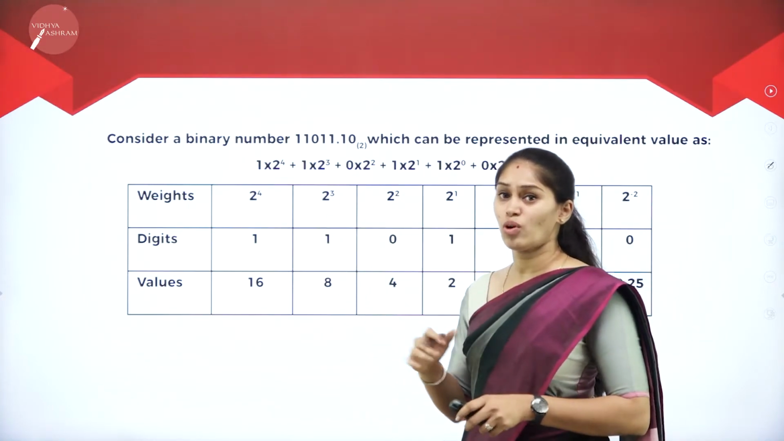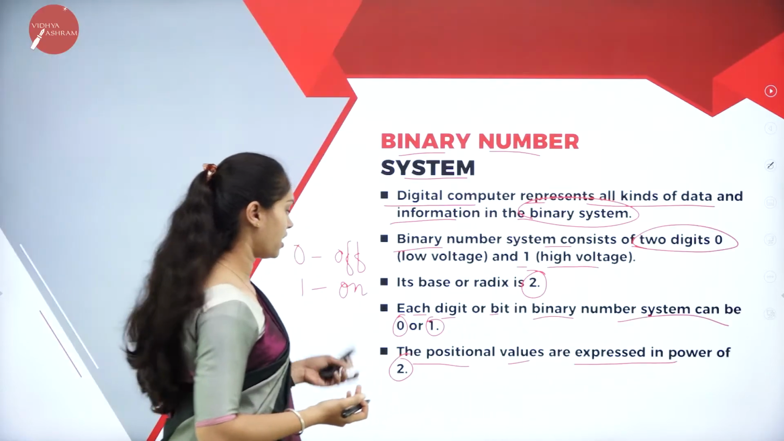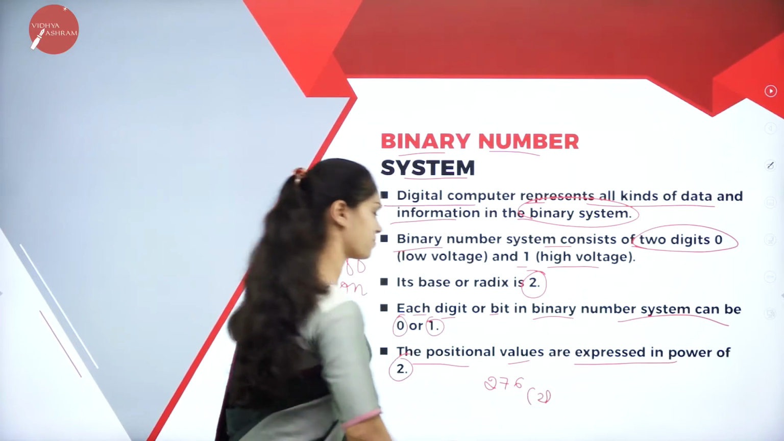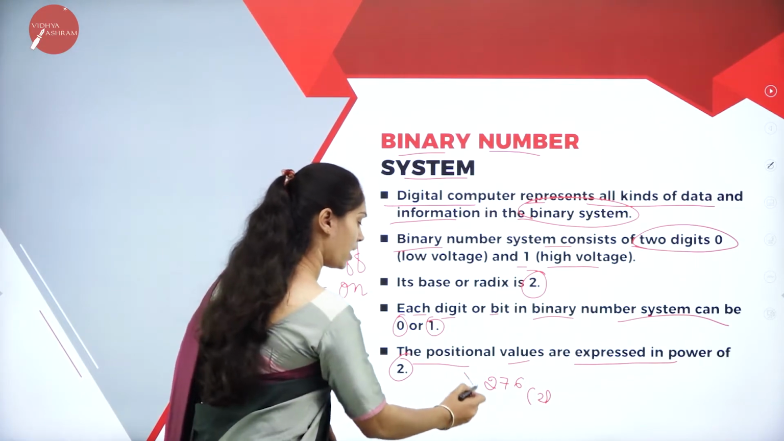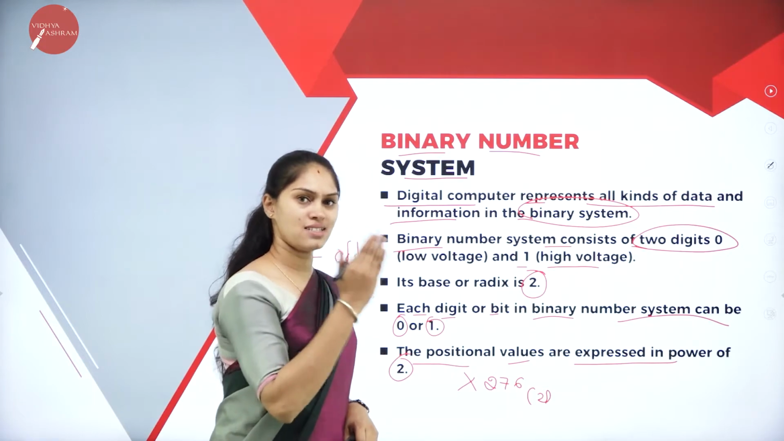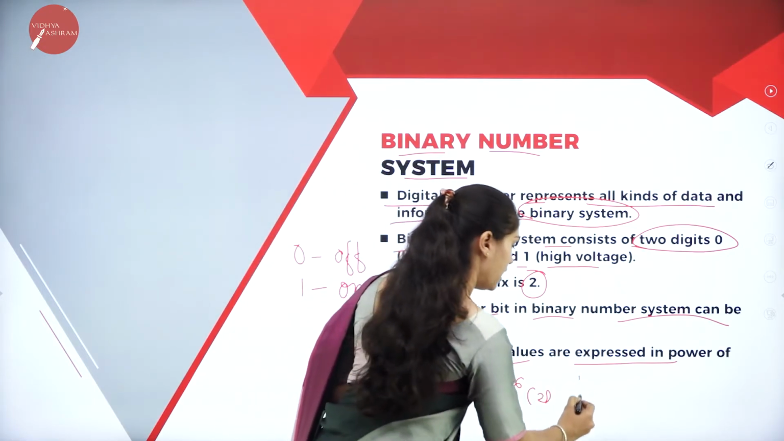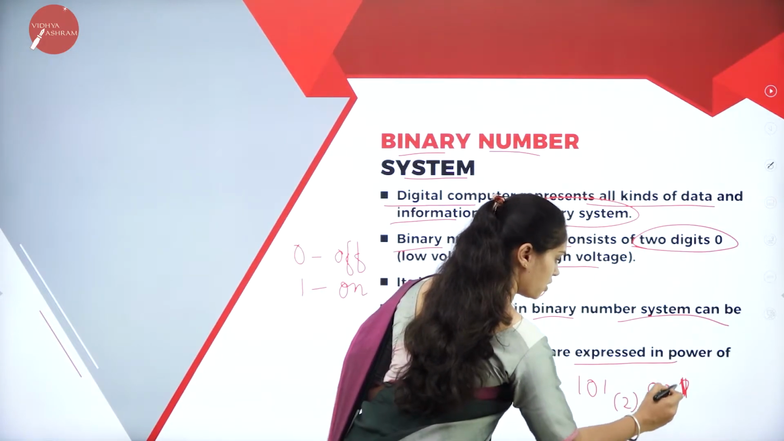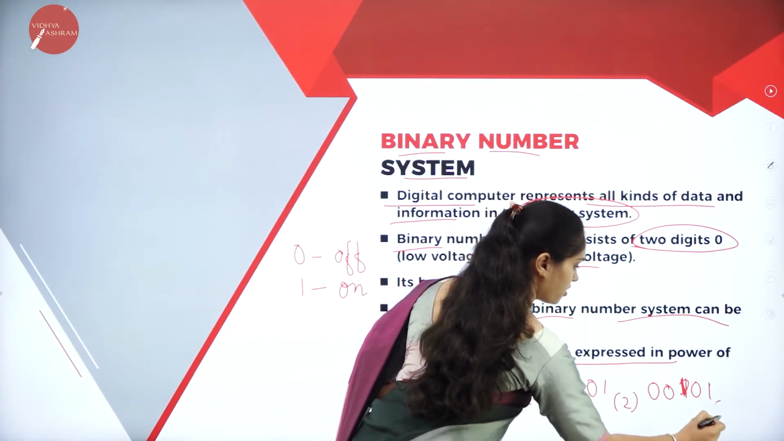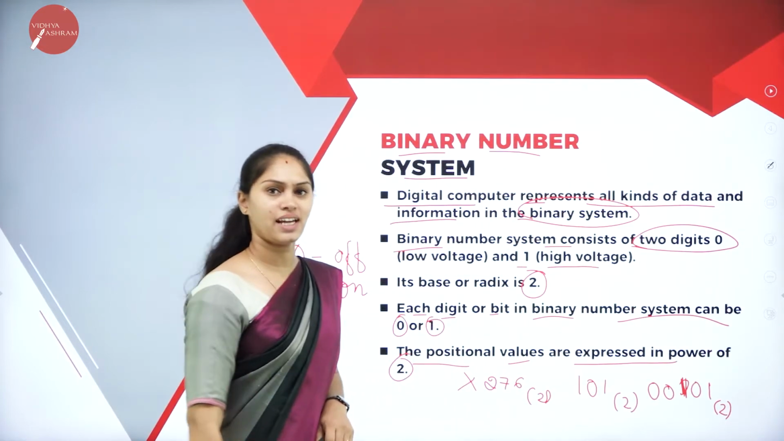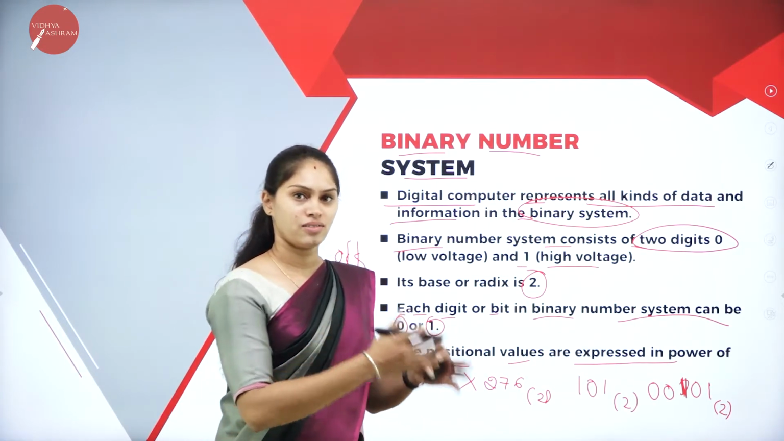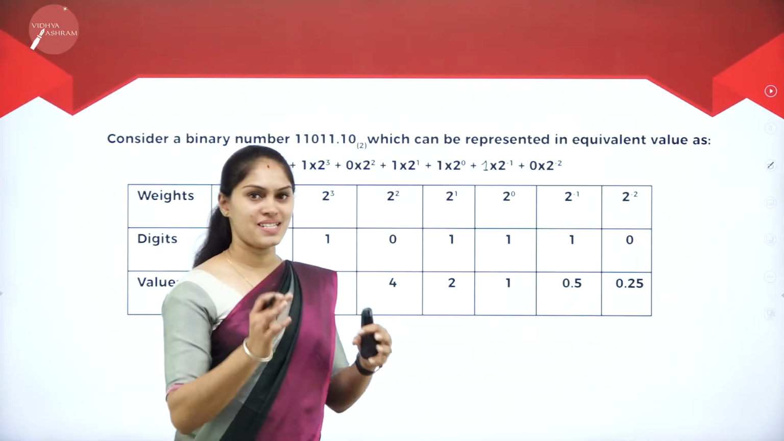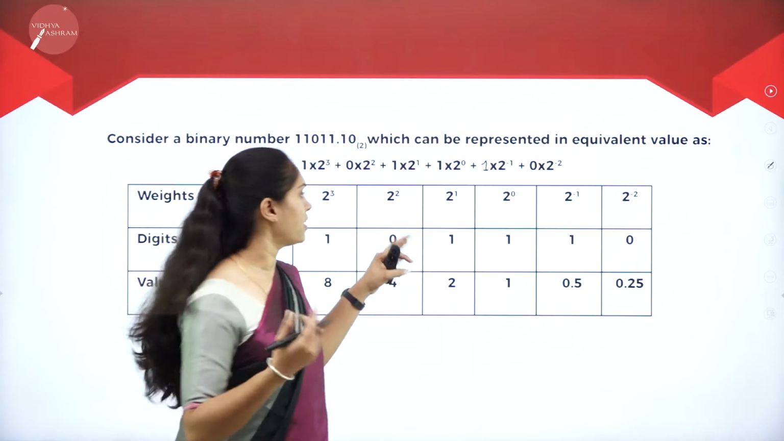So understand one thing. What are the examples that I can give for this binary number system? Can I write 276 as base 2? Can we take it? No. Why? Because it has only 2 digits, that is 0 and 1. So it can be 101 base 2. Only then can I represent a number. When it comes to binary, it has to be either 0 or 1. Okay. We'll see an example for this binary number representation.